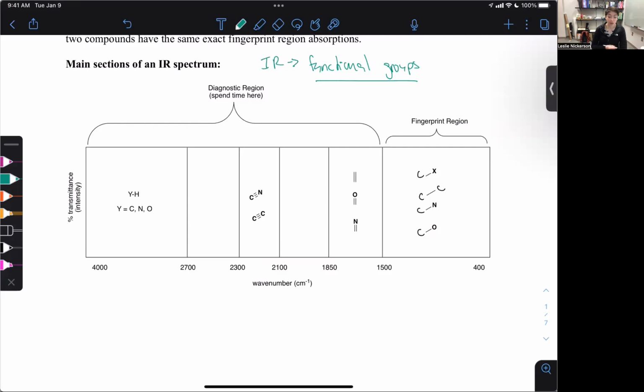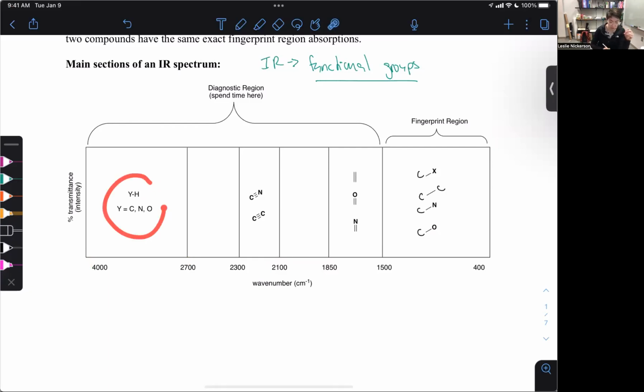The main sections that I spend my time in, this is where I look first: roughly 2700 to 4000. That's where all of the bonds to H are going to be. So OH, CH, NH, and you can see differences in things like an sp2 carbon to H versus an sp3 carbon to an H. Those are really helpful in identifying them. All of that comes from the frequency of a vibration of a bond, two atoms going back and forth like this.